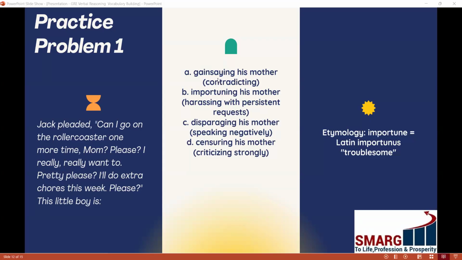Okay, you can take a look at these options. The four words matter. Gainsaying, importuning, disparaging, censuring. So you need to know the words. Now here again, censuring is very similar to censor. So there you have it. You have a homonym. Sorry, not a homonym, my bad, paronym, right? Now censure is very different than censor. So you can take a look at that.